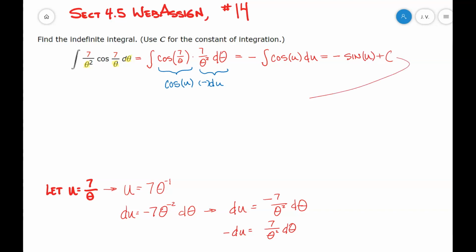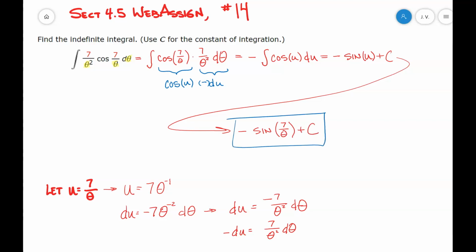We're almost done. All we have to do now is go back to our function in terms of theta. Since u equals 7 over theta, I substitute u equals 7 over theta, and I'm done. Wow, that was a lot easier than it looked.